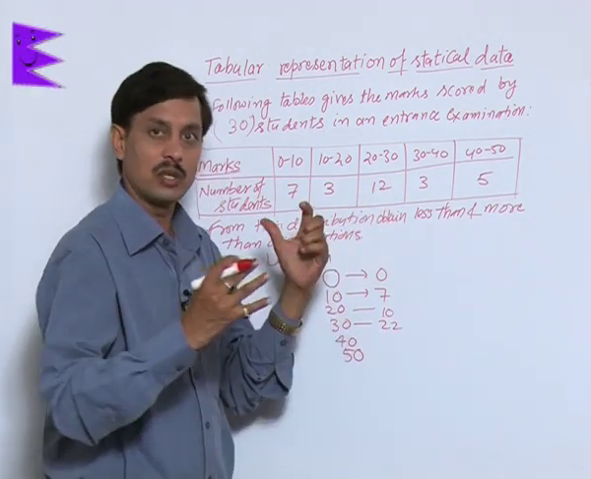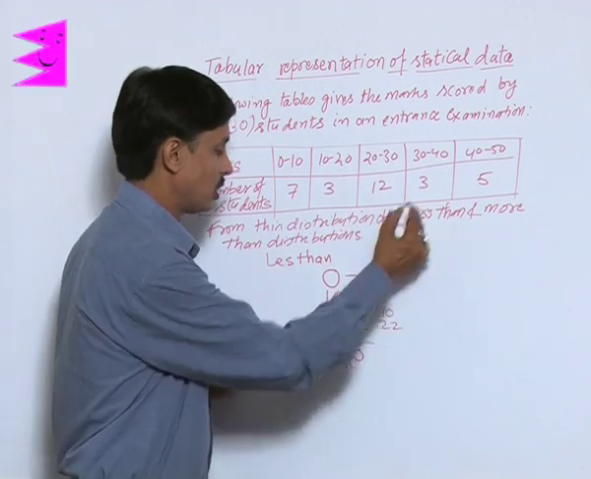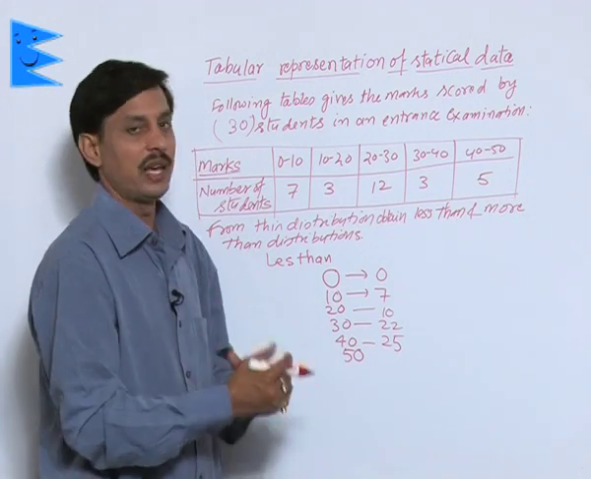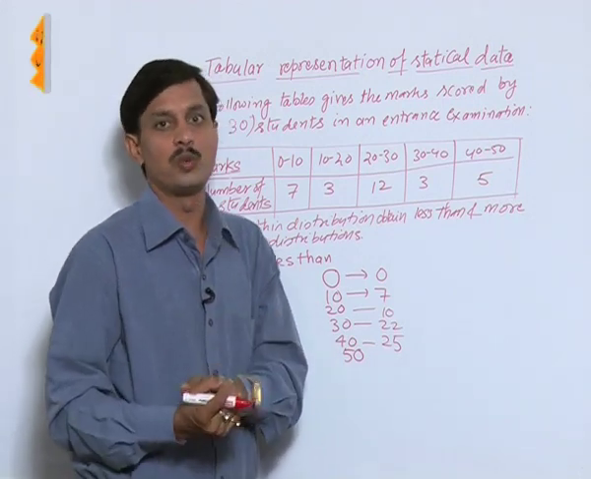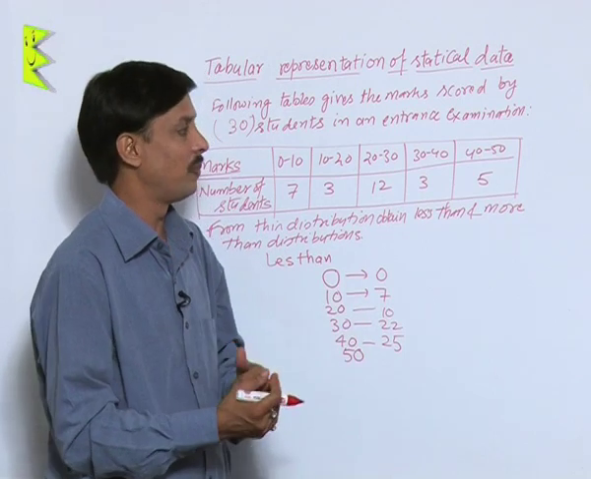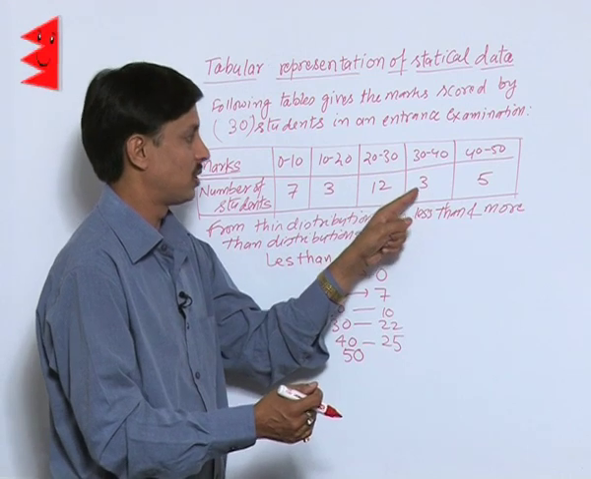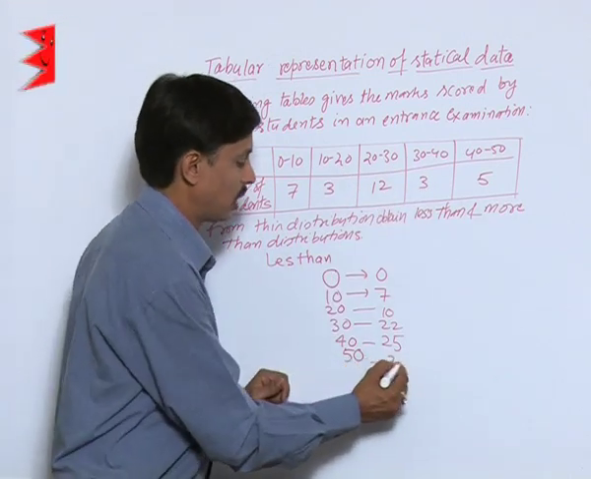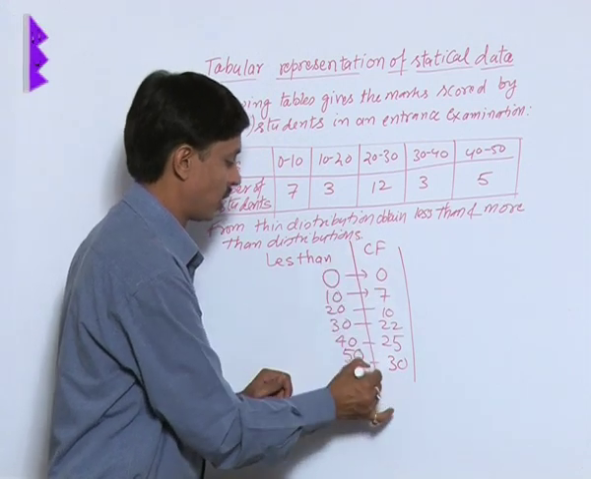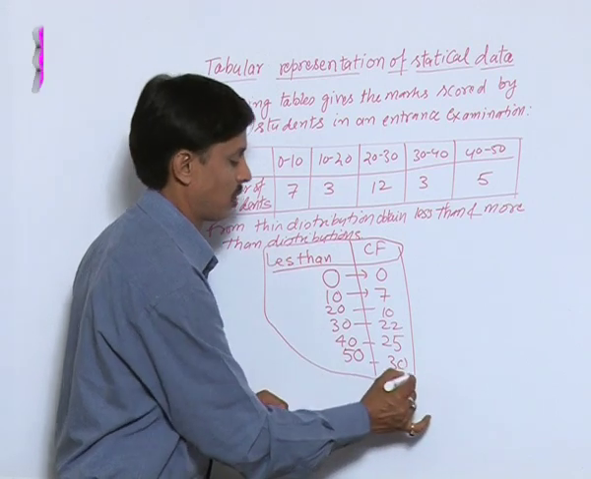Similarly, when I say students who have scored marks less than 40, then these 3 will also stand up, that is 25. When I say please stand up all those students who have scored marks less than 50, everybody has scored less than 50, so the entire class will stand, that is 7 plus 3 is 10, plus 12 is 22, plus 3 is 25, plus 5 is 30. So this is the cumulative frequency distribution in case of the less than information.